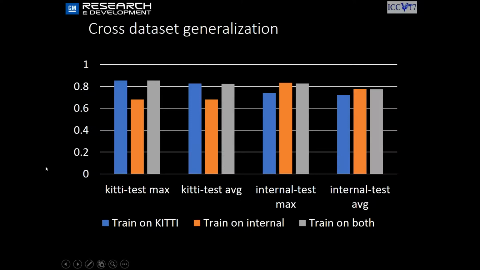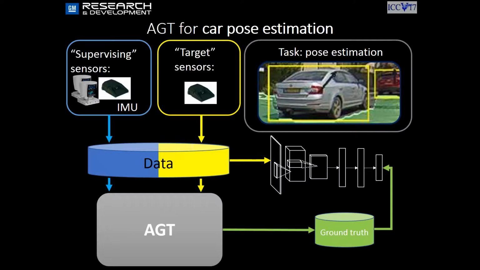But what's even more interesting is the cross dataset generalization. You can see that training on both datasets, our internal one and KITTI, is better or as good as training on each one of the datasets for both tasks. So now we have a combined dataset that can make use of more data, even if it comes from different sources.